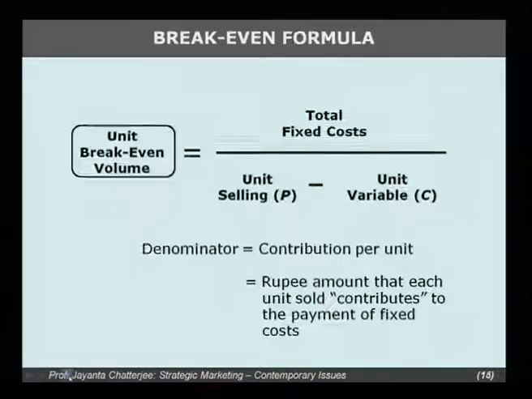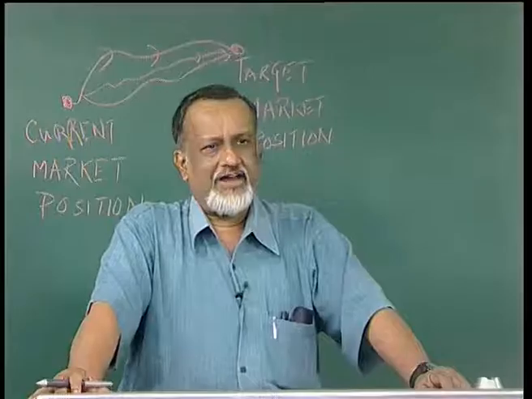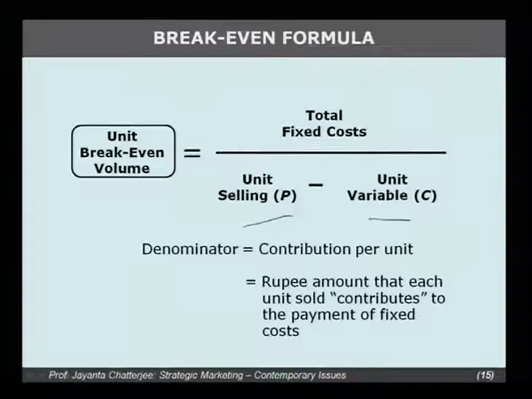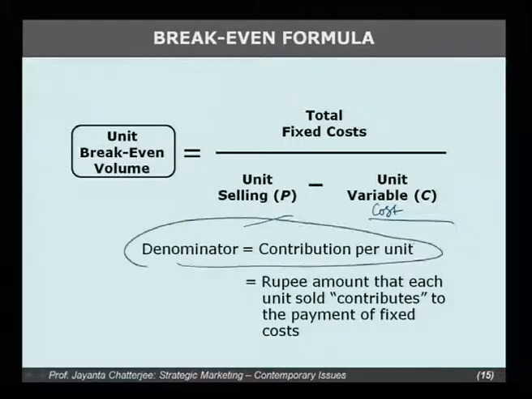So, this is how we calculate it: the total fixed cost divided by unit selling price minus unit variable cost. The denominator is the contribution per unit, unit selling price minus unit variable cost, and this is equal to the rupee amount that each unit sold contributes to the payment of fixed costs.